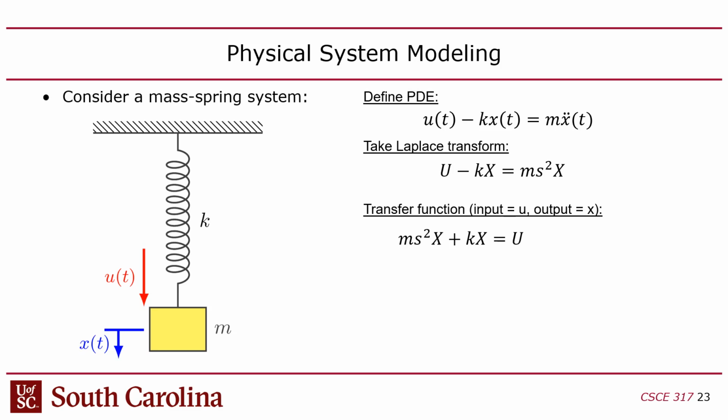Okay, so what is it? The output is x and the input is u, so it's x over u, I think. Yes, x over u. And now I have a transfer function which actually looks a lot like the other transfer function that I had.